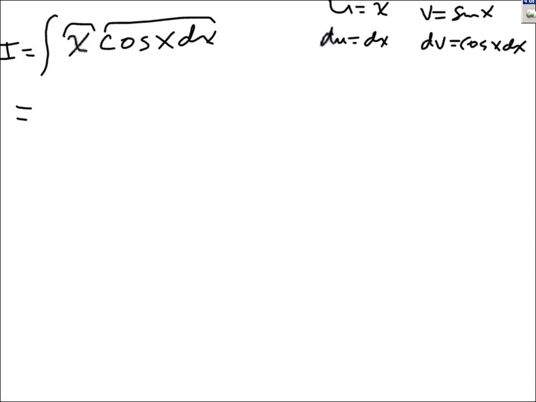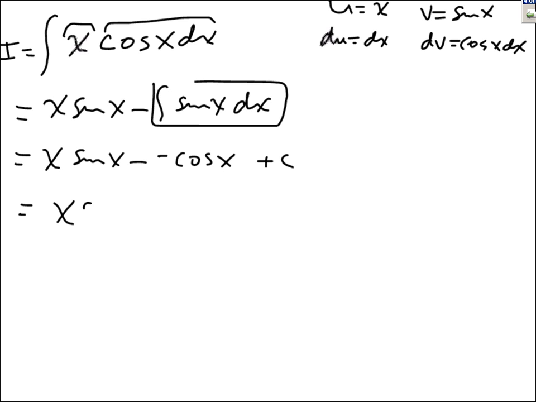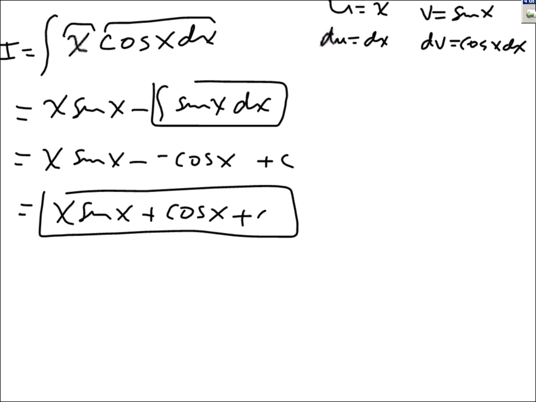Okay, so this is equal to u times v, x sine x, minus the integral of v du, sine x dx. This is x sine x minus, the integral of sine x is minus cosine x plus c. So you get x sine x plus cosine x. And there's your answer, except I should have written plus c.